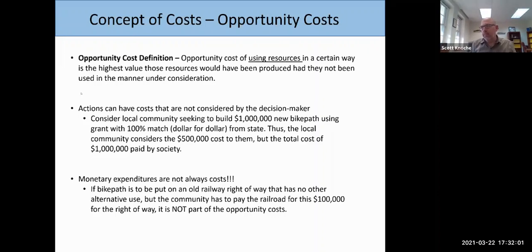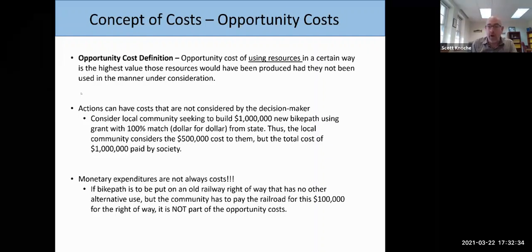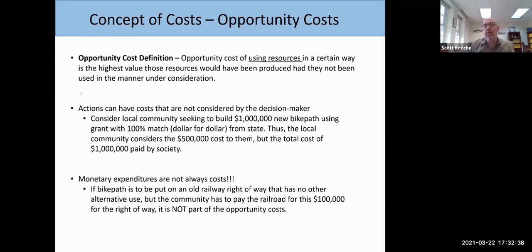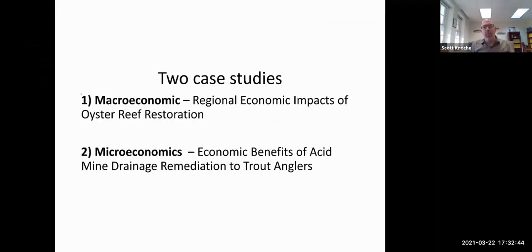as it says in the first bullet, the opportunity cost of using resources is the highest value those resources would have produced had they not been used in the matter under consideration, right? Now, don't get me wrong, that cost to the community is a cost and a serious one and a barrier to doing the project potentially, but in the aggregate, in a benefit cost approach, as economists refer to benefit cost analysis, that is not part of the cost, right? That's a cost to the community to do something, but not a cost to society, to the public, right? Okay. That's your Econ 101, little Econ 201 review.